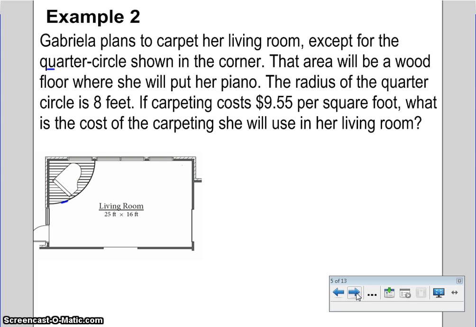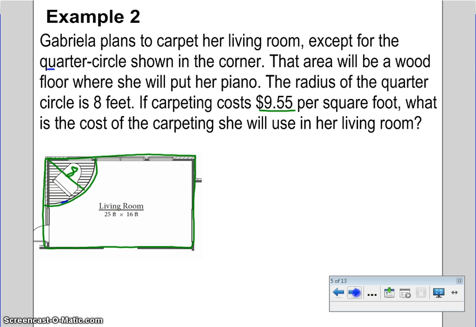All right, example number 2. Gabriella plans to carpet her living room except for the quarter circle right here where she's going to put her piano. The radius of that quarter circle is 8, so we know that that's going there. If the carpeting costs $9.55 per square foot, what is the cost of the carpeting that she will use in her living room? Well, the first thing, we need to recognize that we have a rectangle.